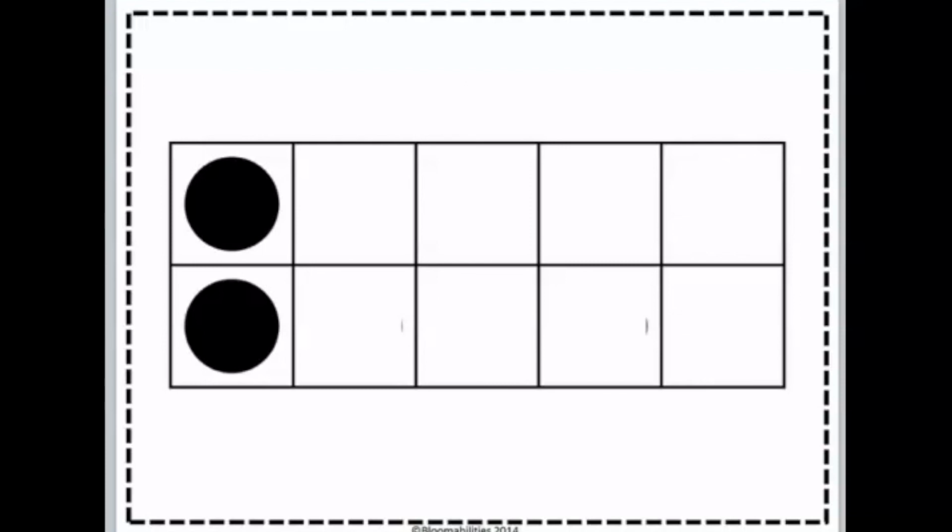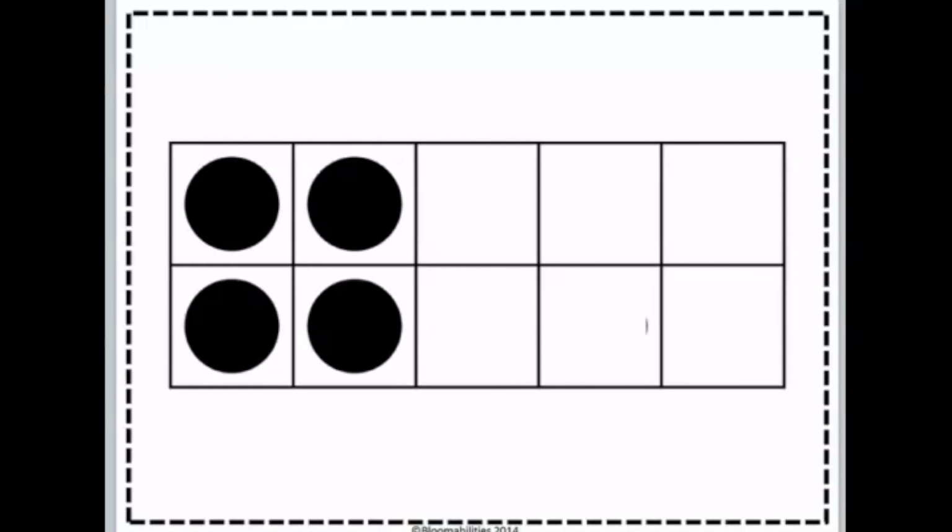How many do we have here? We have 2. And how many do we need to make 10? We need 8 more. How many do we have here? 3. And how many do we need to make 10? 7 more. How many do we have here? 4. And how many do we need to make 10? 6. Good job, guys. You guys are so smart.